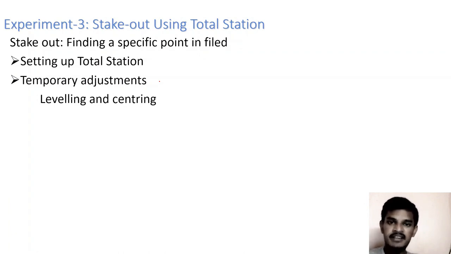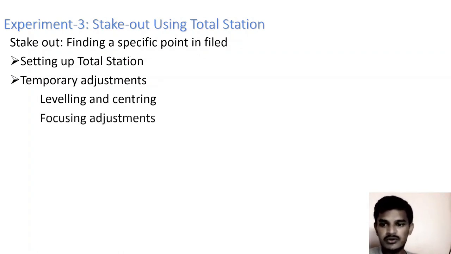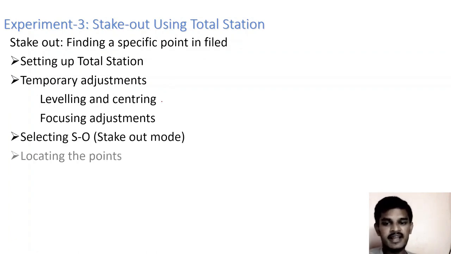If there is a small tilt, it will result in less accuracy of the work, right? So in order to increase the accuracy or the efficiency of the work, the instrument should be leveled very accurately, right? And focusing adjustments also, I mean we need to remove the parallax error as well, right?